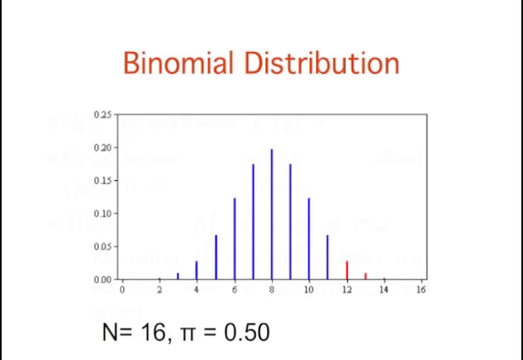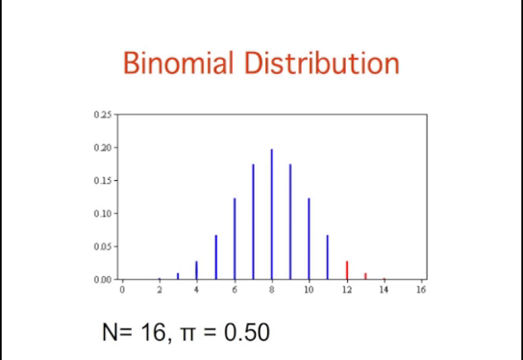The binomial distribution for n equals 16 and pi equals 0.50 is shown here. There are 17 possible outcomes, 0 correct, 1 correct, and so on up to 16 correct. This graph shows the probability of each of the possible outcomes, assuming the probability of being correct on any given trial is 0.5. It would be unusual to get 12 or more correct if the probability of being correct on a given trial were 0.5.